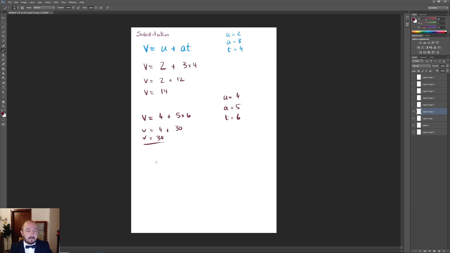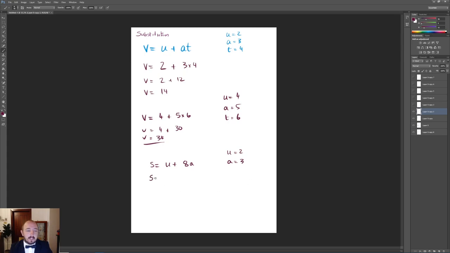Let's try another one. S equals U plus 8A. So in this case, I want us to do U equals 2 and A equals 3. Give that a try.